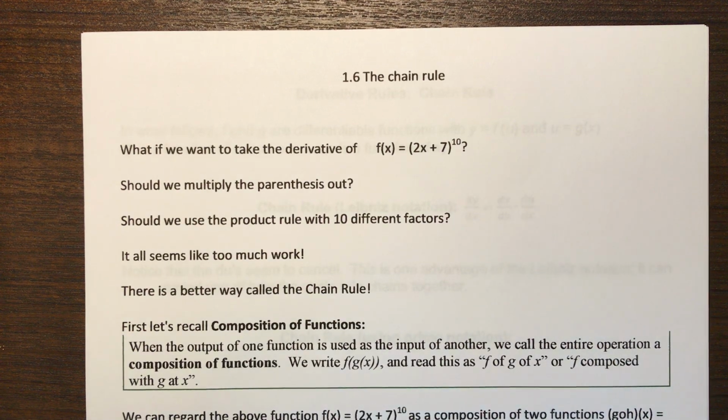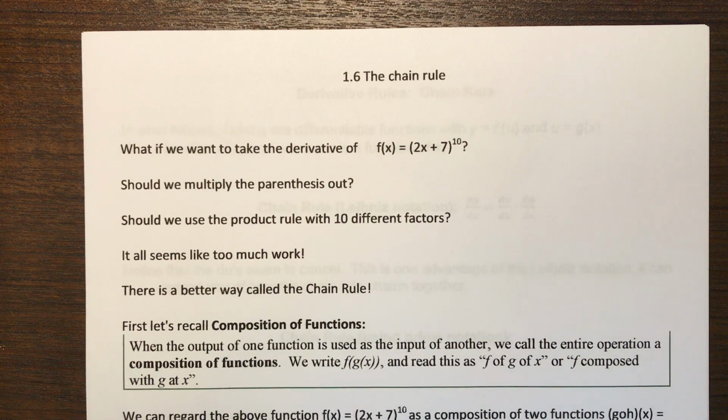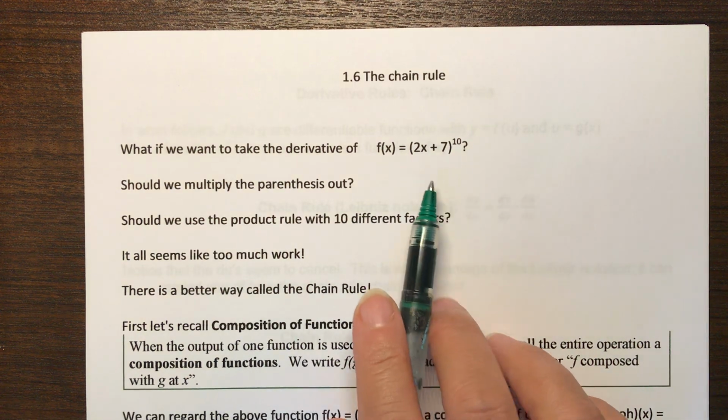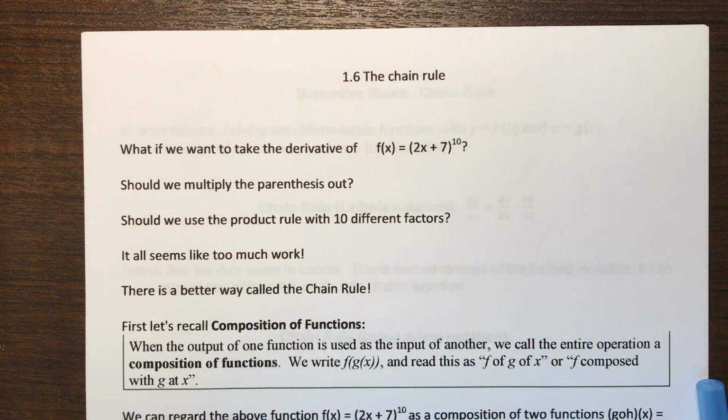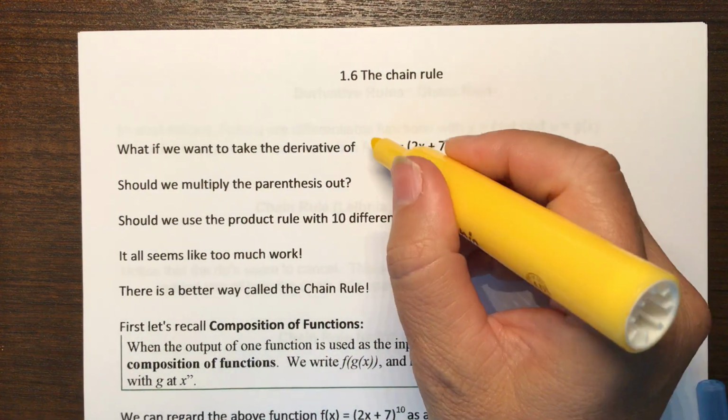All right, class, here is the last section of this chapter 1. So, one more differentiation rule. We've learned the power rule is going to be the most powerful one. Then we've learned how to take derivatives of products, quotients, sums, differences, even to take higher order derivatives. But look at this function right here. How would we take the derivative of this function?